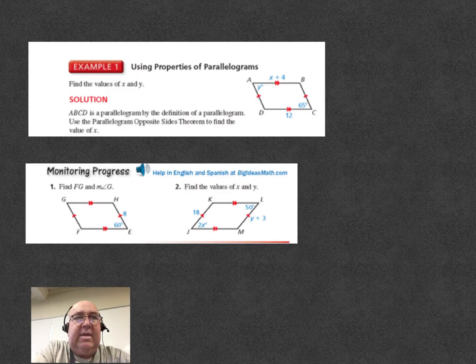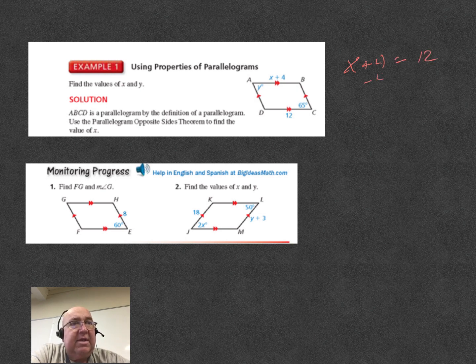So we're going to use those properties to solve some problems. We want to find the value of x and y. So we know that the side x plus 4 is equal to the side length 12, and we just want to solve that. So our value of x is 8, and because the opposite angles are congruent, y is going to equal 65.